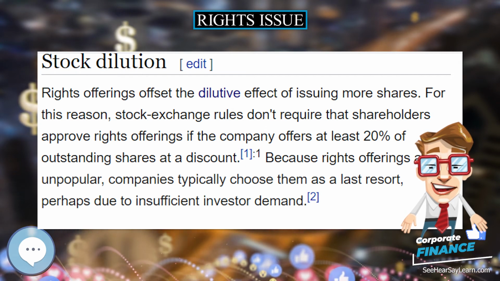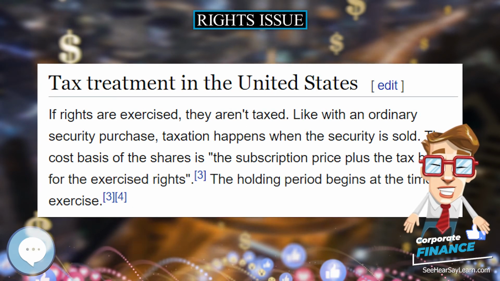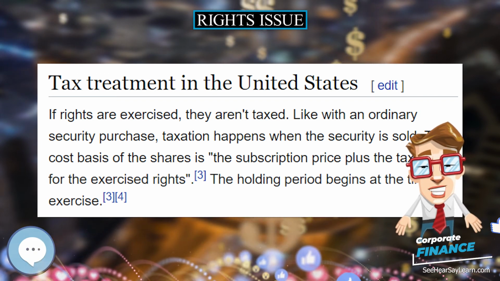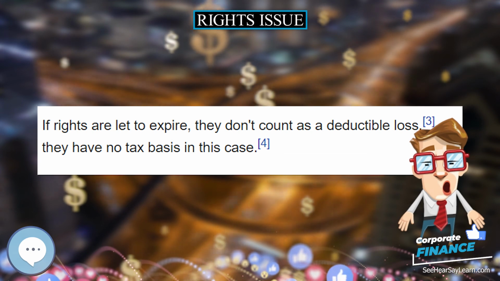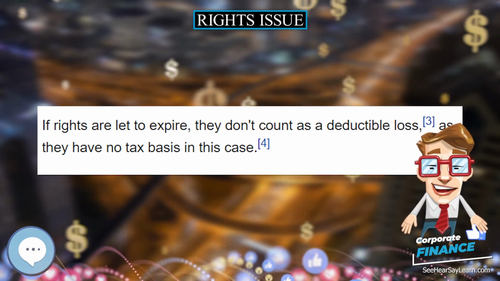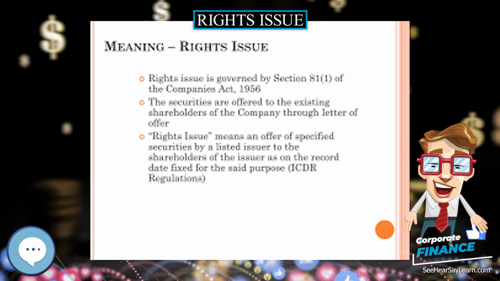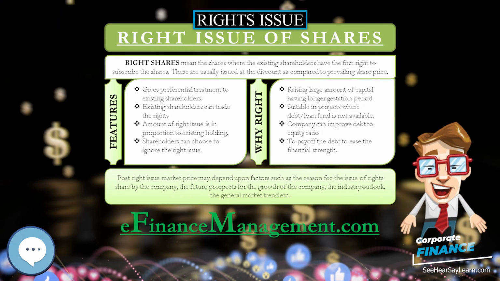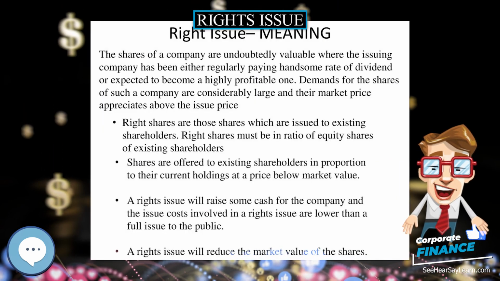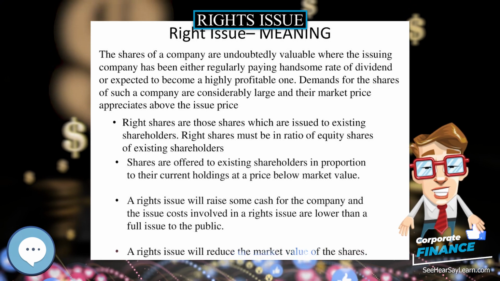Tax treatment in the United States. If rights are exercised, they aren't taxed. Like with an ordinary security purchase, taxation happens when the security is sold. The cost basis of the shares is the subscription price plus the tax basis for the exercised rights. The holding period begins at the time of exercise. If rights are let to expire, they don't count as a deductible loss, as they have no tax basis in this case.